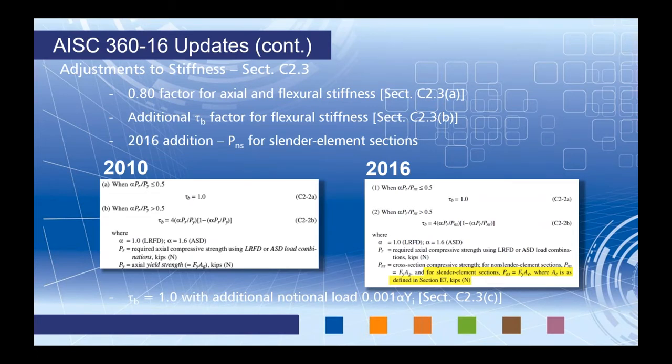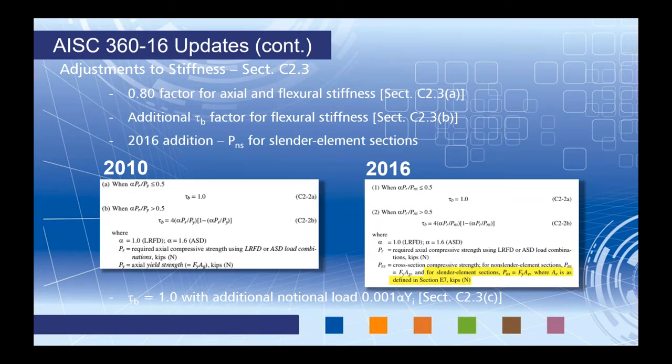Now, in the code, the AISC tells us that we must apply a 0.8 factor for axial and flexural stiffness. So it should be applied to all members that contribute to the lateral stability. Well, then it goes on further to say, to avoid artificial distortions, let's go ahead and apply this to all members. Okay, no problem. 0.8 factor applied to those stiffnesses.